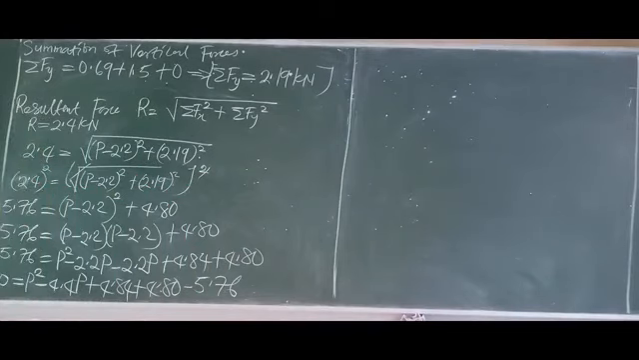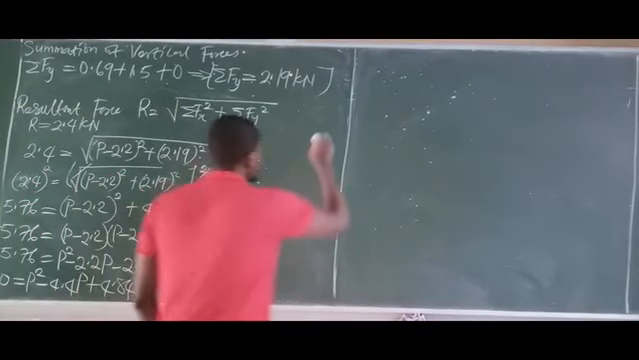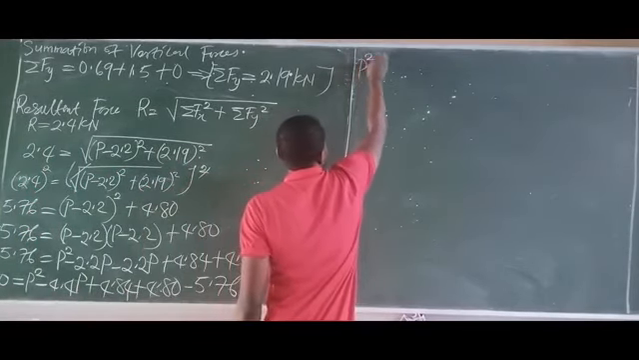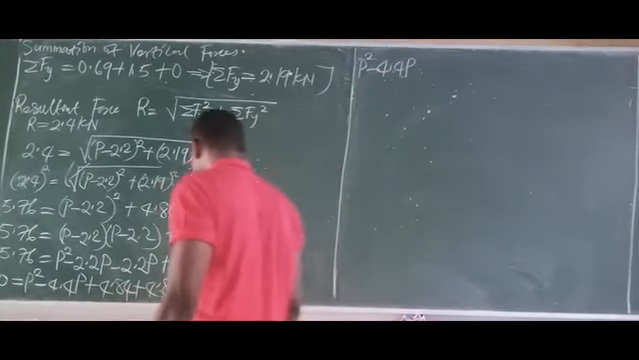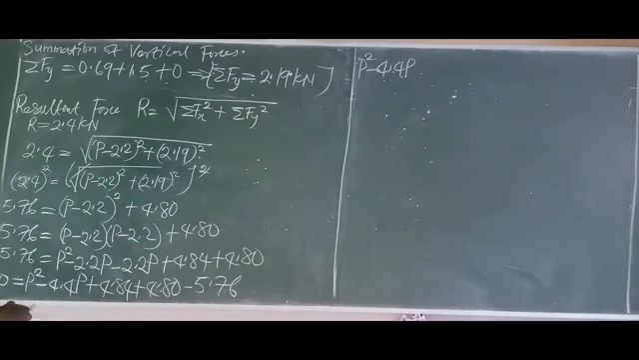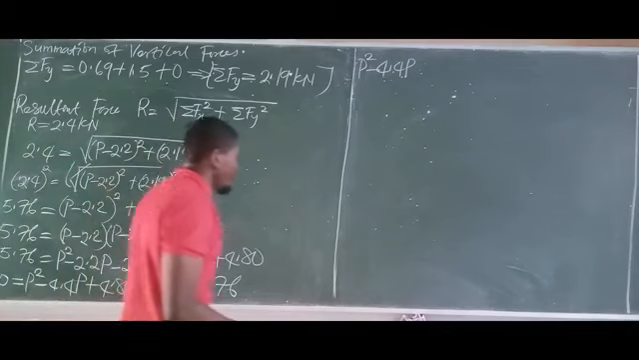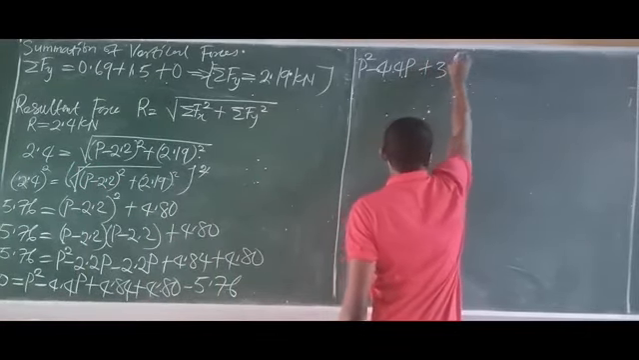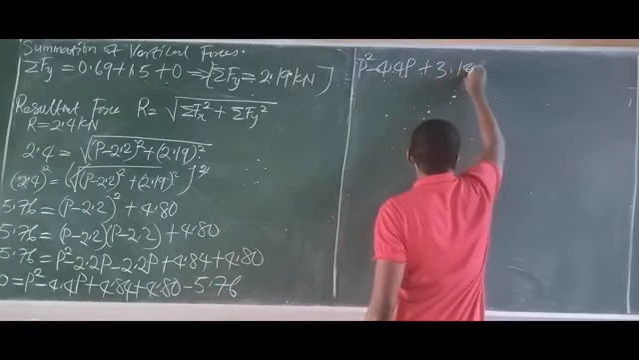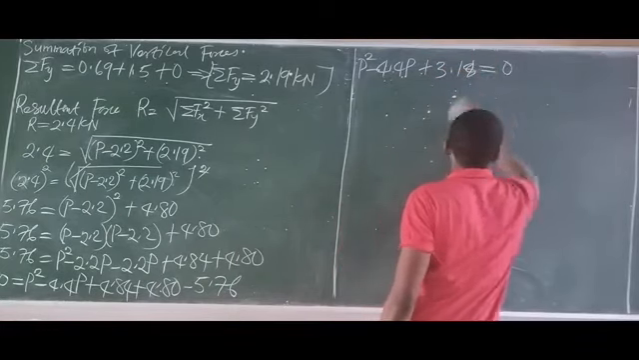Okay, so we are going to rewrite this equation now, but I will start from this term, p squared, minus 4.4p. So let's evaluate this now. 4.84 plus 4.80 minus 5.76, and that gives us plus 3.18, and this is equal to 0.